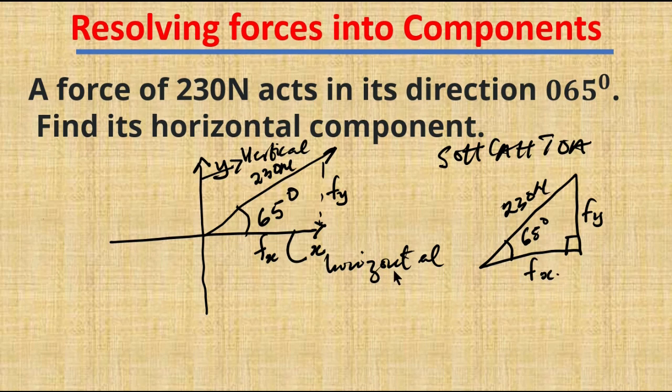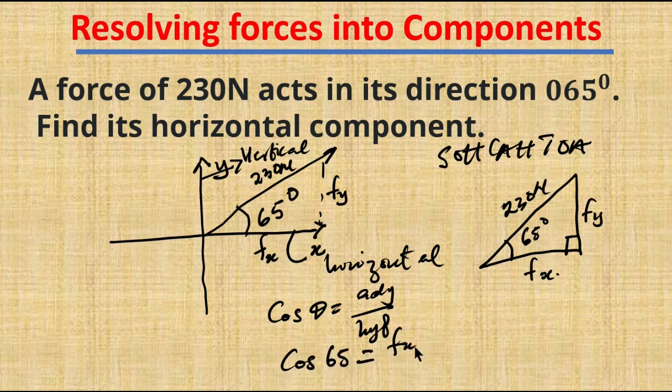So I can use cos. The cos of theta is the same thing as adjacent over hypotenuse. So that the cos of 65 degrees will be the same thing as f of x all over 230 Newton. So that implies that f of x will be equal to 230 cos 65.